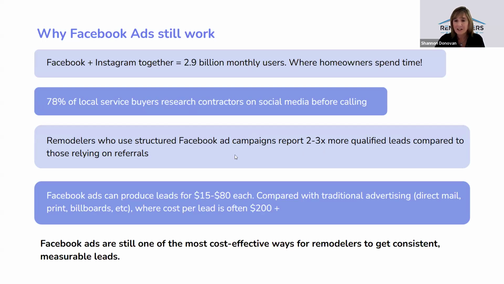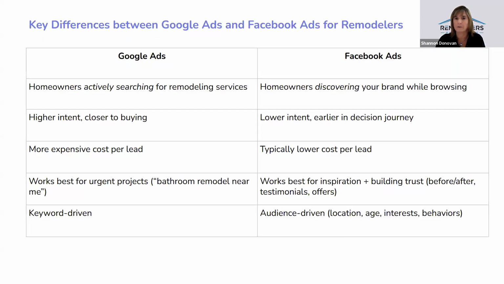The Facebook ads, generally, they can produce leads for somewhere from $15 to $80. Higher quality leads, where you're going to do landing pages and so forth, maybe up to closer to $200. It can really matter where your location is and what your service is. But also we have, comparing that to a lot of traditional direct mail and billboards and stuff, and even your websites and Google Ads could be well over $200 plus in the remodeling industry. So Facebook is still one of the most cost-efficient ways to get measurable leads.